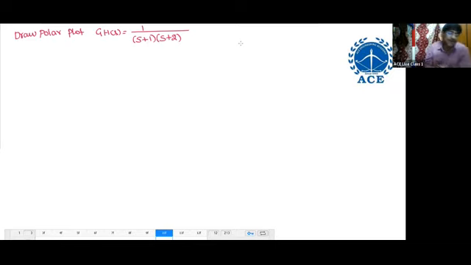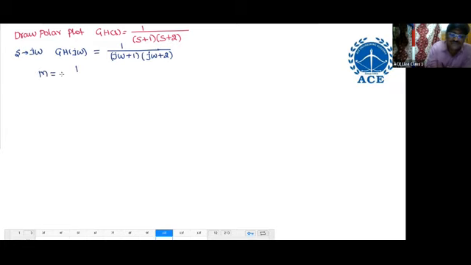Come on, S replaced by j omega. Write the magnitude. First we'll draw for the poles, next we'll draw for the zeros, like that. In order we'll go, so that there is a conclusion. That conclusion is also important. GH of j omega is 1 by (j omega plus 1)(j omega plus 2). Write the magnitude: 1 by root of omega square plus 1 times root of omega square plus 4.